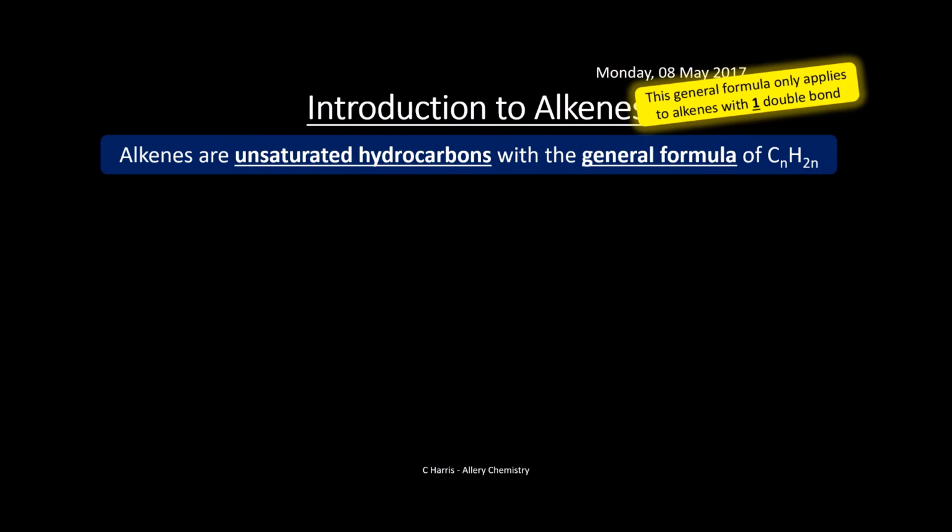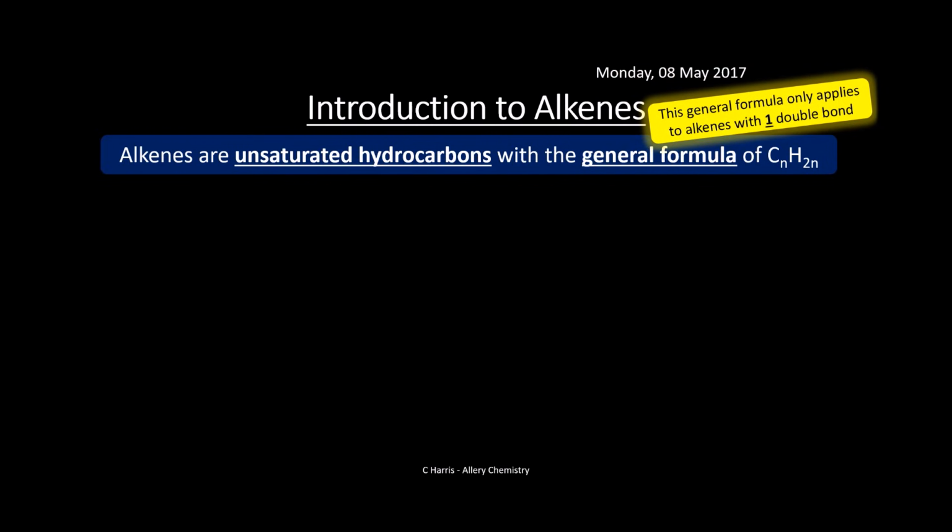So basically these are unsaturated hydrocarbons. This means that they contain double bonds, and they have the general formula CnH2n. This general formula only applies if you've got one double bond in the molecule, and this is what we're assuming with all of these alkenes in this topic.